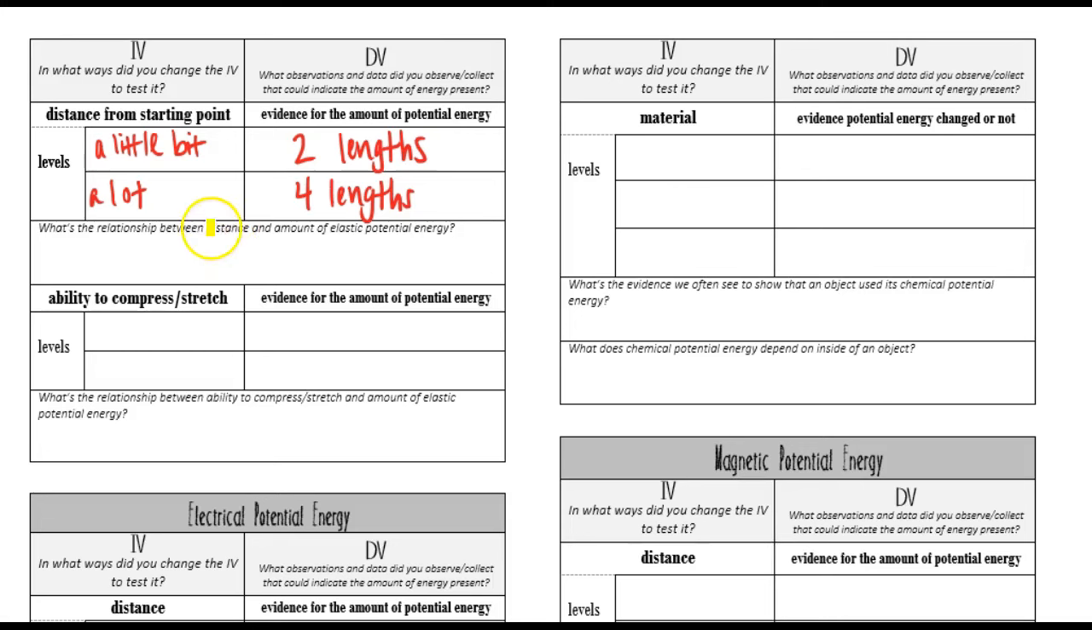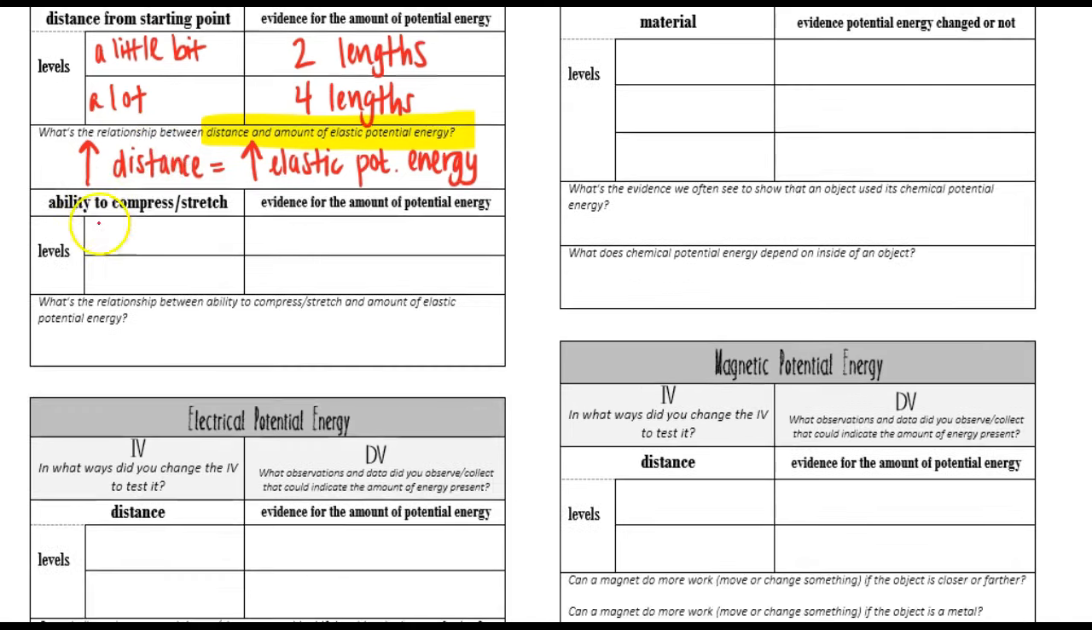So for this question, what's the relationship between distance and the amount of elastic potential energy? In this case, as the distance away from the starting point increases, we have an increase in elastic potential energy. Again, thinking about that idea of going against nature, the more you pull it away from where it wants to be, the more it's going to have that energy stored up in it. Same thing about a rubber band. That's another way to imagine this besides a slinky.